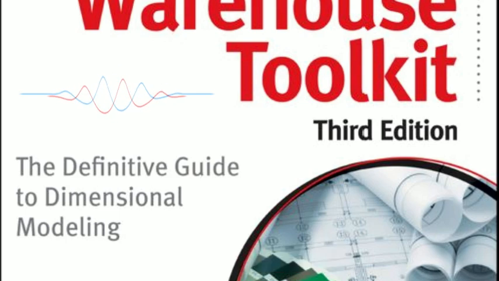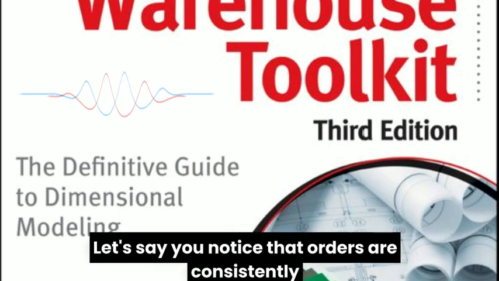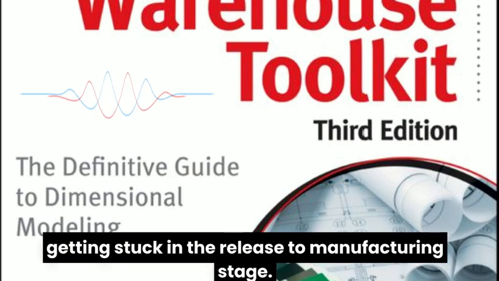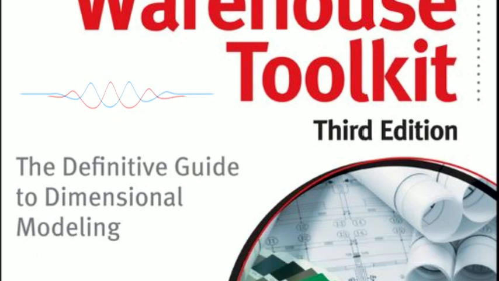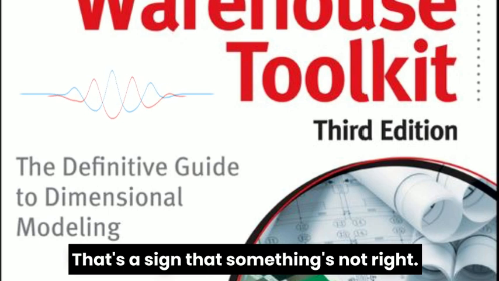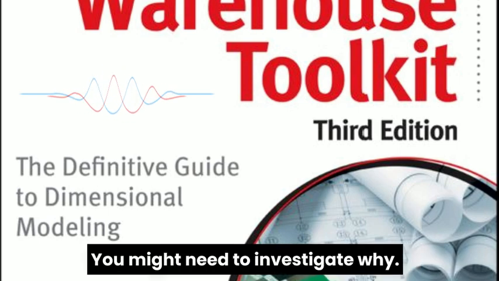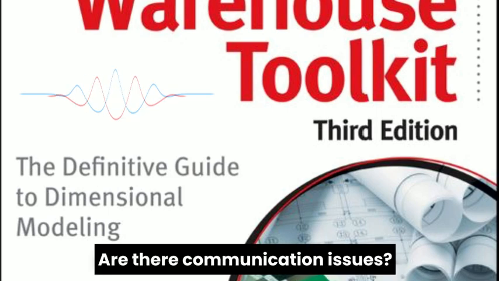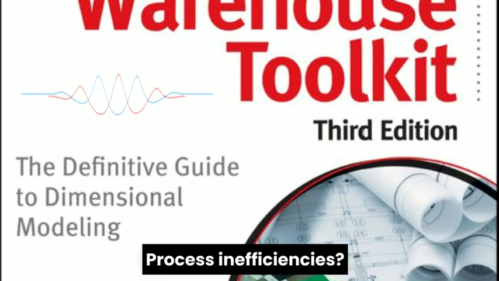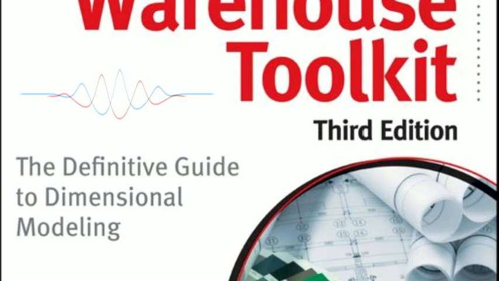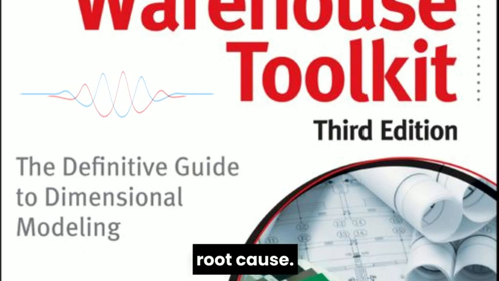So give me an example. Sure. Let's say you notice that orders are consistently getting stuck in the release to manufacturing stage. That's a sign that something's not right. Right. You might need to investigate why. Are there communication issues? Could be. Process inefficiencies? Something needs to be streamlined. Exactly. You need to dig deeper and find the root cause.